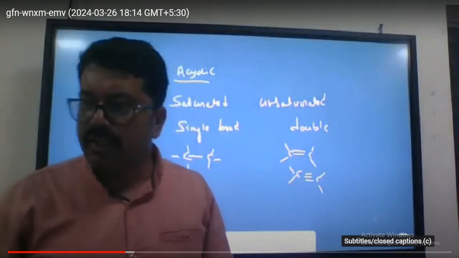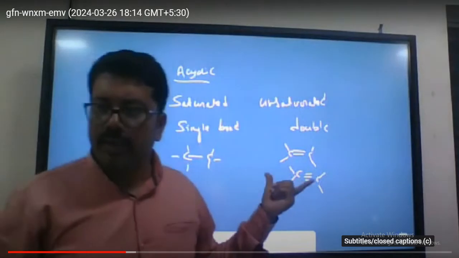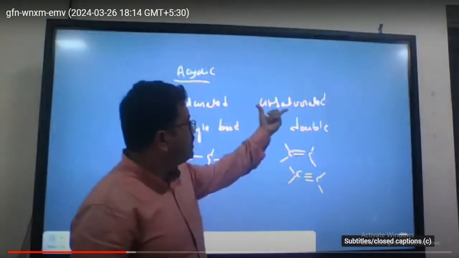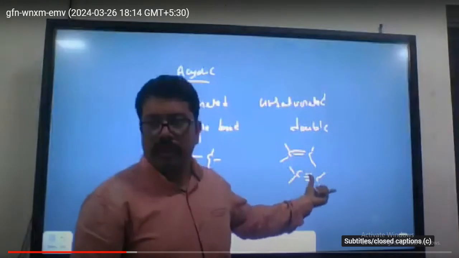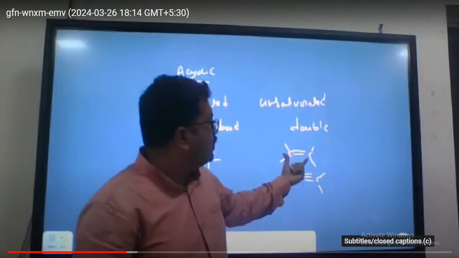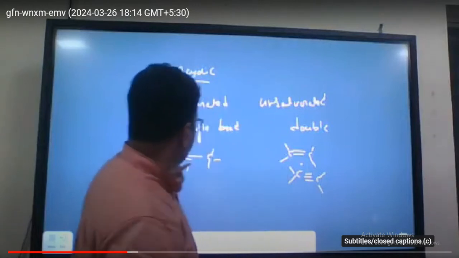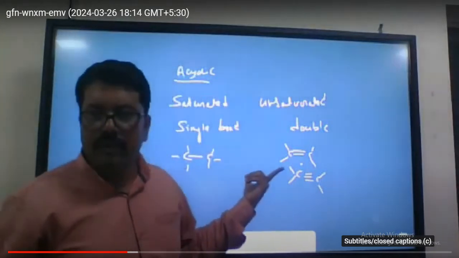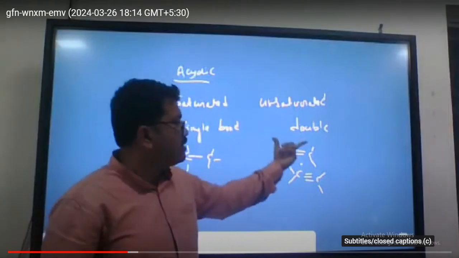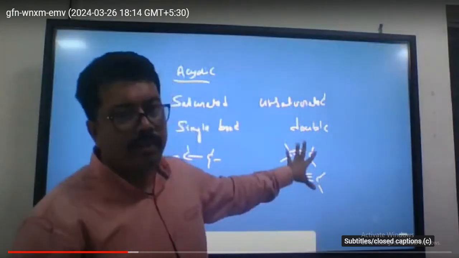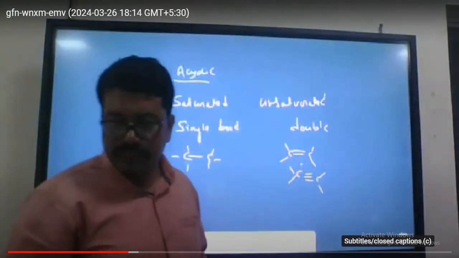Unsaturated means at least one carbon multiple bond. Carbon multiple bond is called unsaturated. There is no multiple bond in the saturated. Saturated means single bond only. Unsaturated contains at least one multiple bond, like a carbon double bond or carbon triple bond.